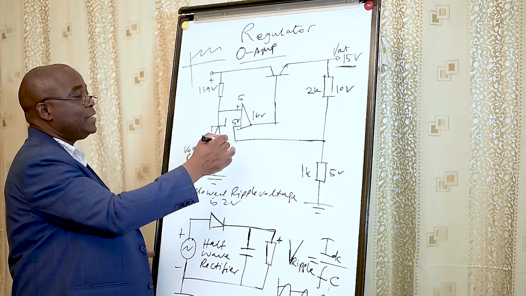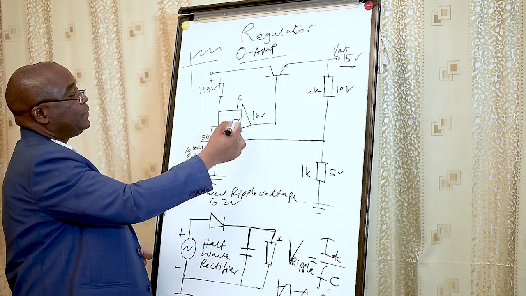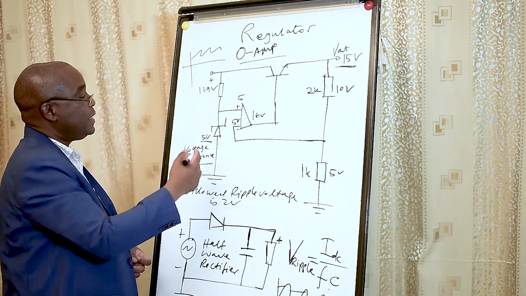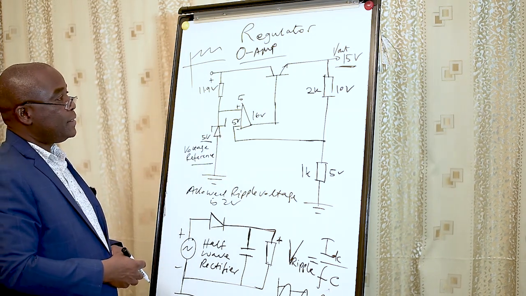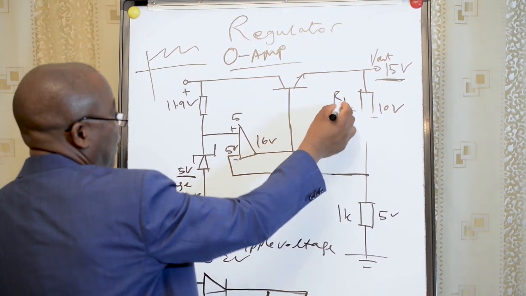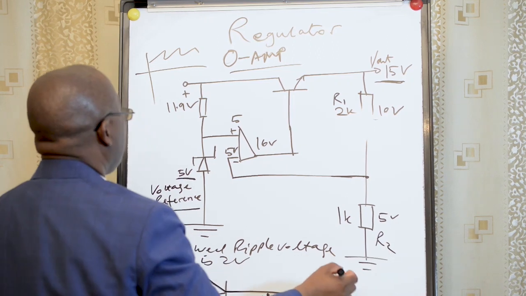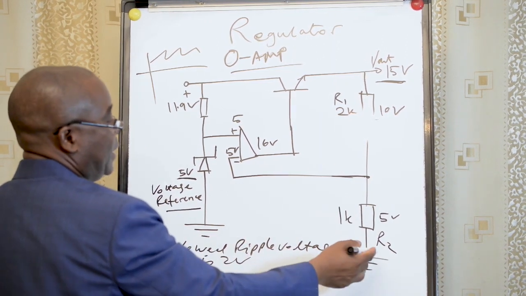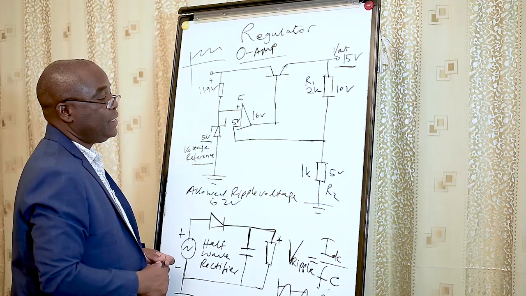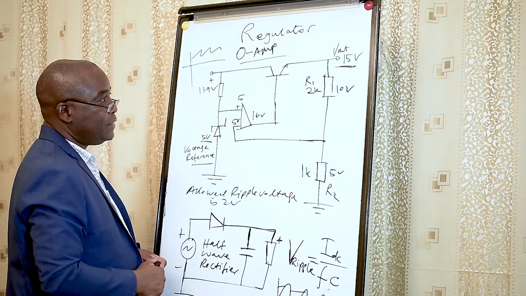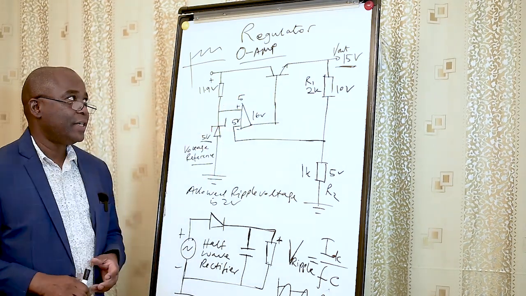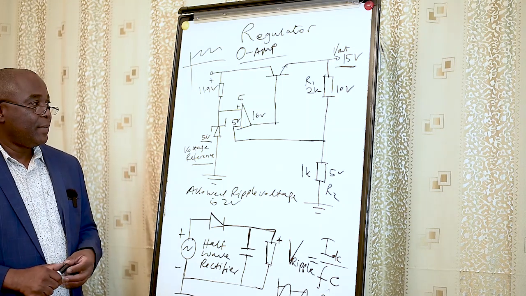So the op-amp is getting the feedback, and this Zener diode is the reference voltage, and we get through R2. This is R1, R2. Through R2, we have 5 volts, and here we have 10 volts in R1, so we have the output of 15 volts. So this is a circuit of a regulator by using op-amp.